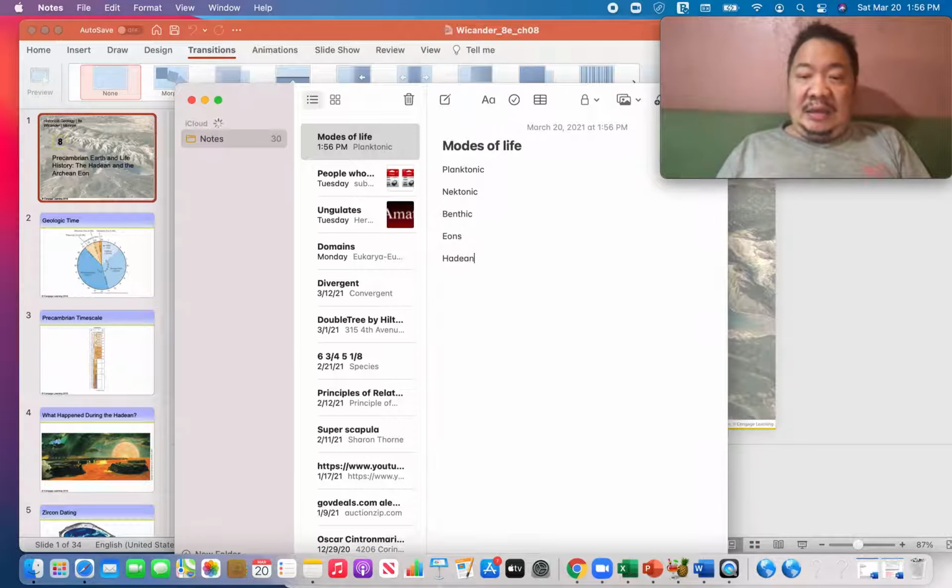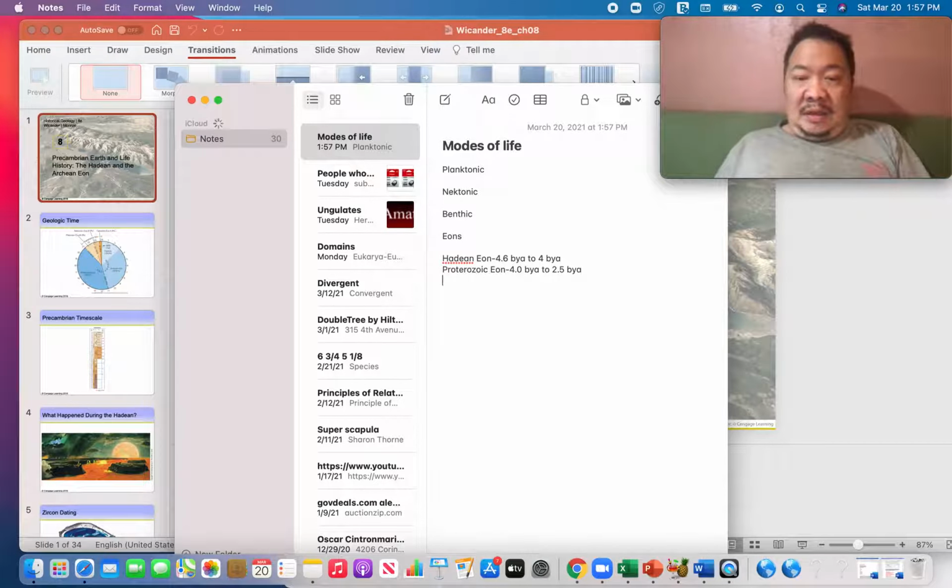The Hadean Eon, which is from 4.6 billion years ago to 4 billion years ago. Then we got the what era? The Proterozoic Eon. And it goes from 4 billion years ago till 2.5 billion years ago.